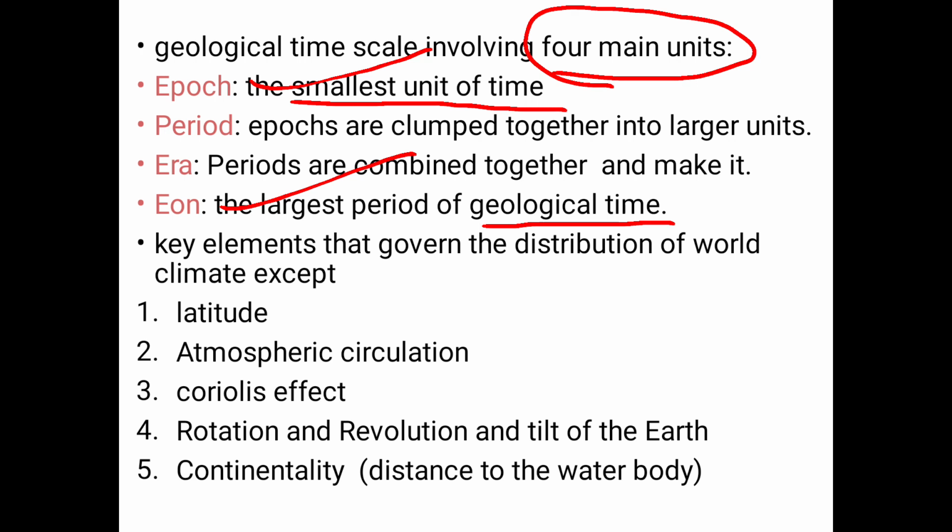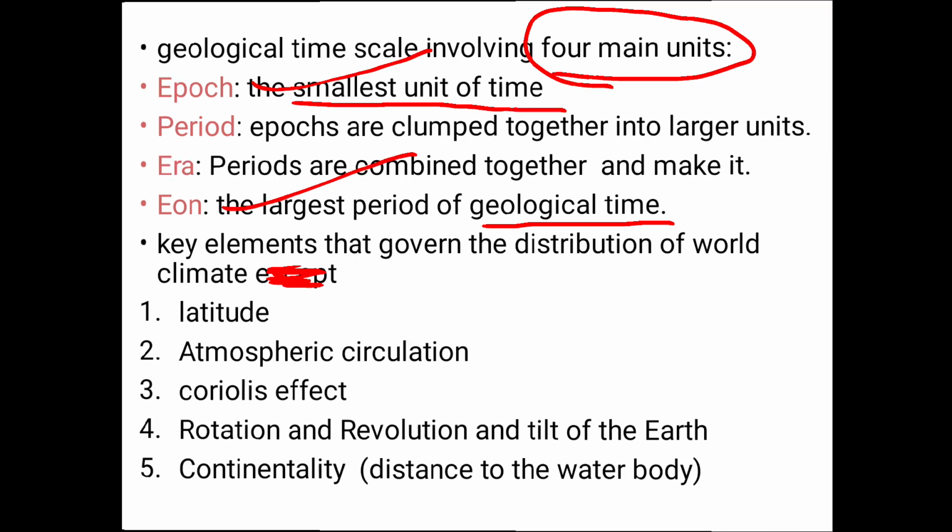Another thing I wanted to remind you of is the key elements that govern the distribution of world climate. Okay, so these are latitude, atmospheric circulation, Coriolis effect, rotation and revolution, as well as tilt of the earth, continentality or distance to the water body. These are the major elements that influence the distribution of world climates.